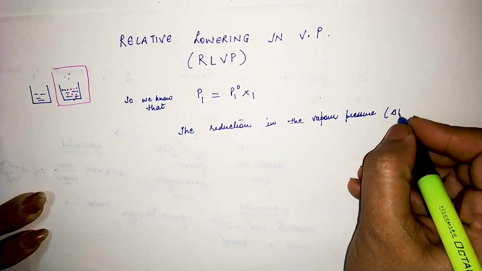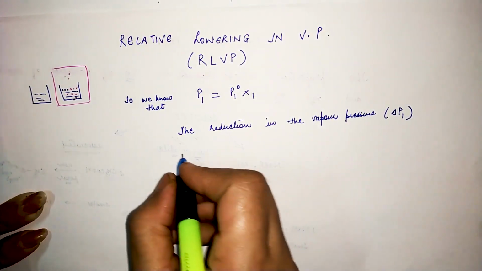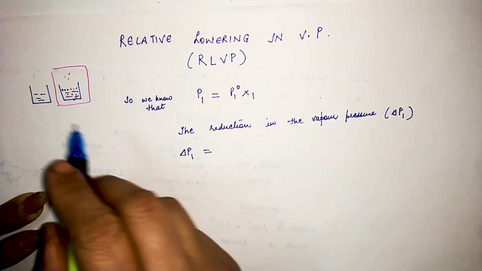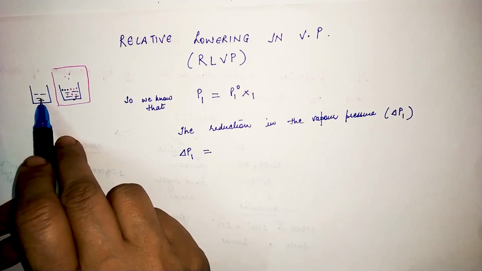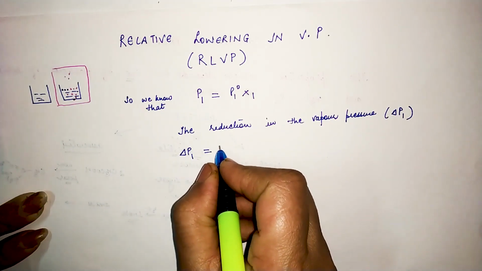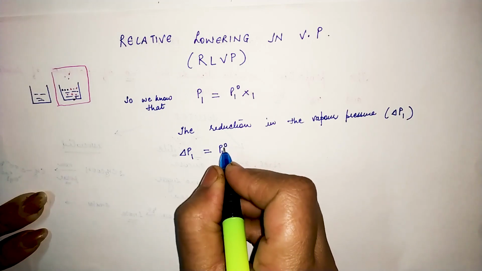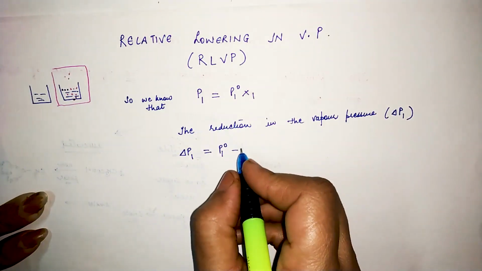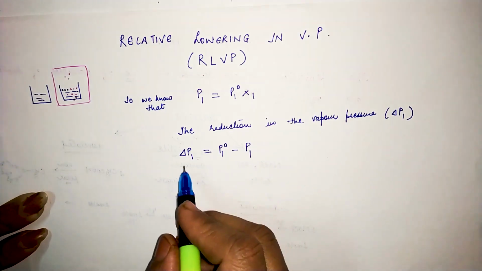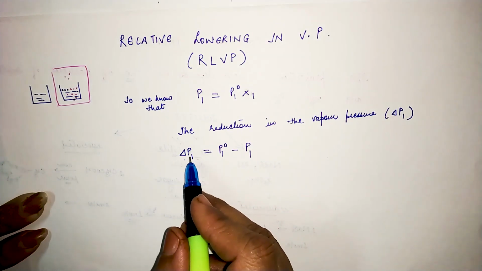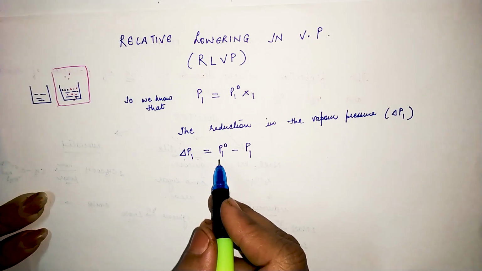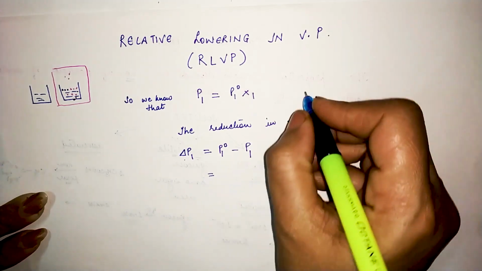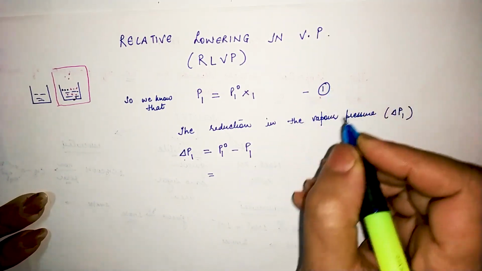Now, the reduction in the vapor pressure is given by delta P1. So this delta P1 is nothing but what? Pure solvent has more vapor pressure, so pure solvent is always P1 naught. Minus, in the solution, it becomes P1. So this delta P1, which is the reduction in the vapor pressure, is nothing but P1 naught minus P1. Now putting the value from equation 1, what will you get?